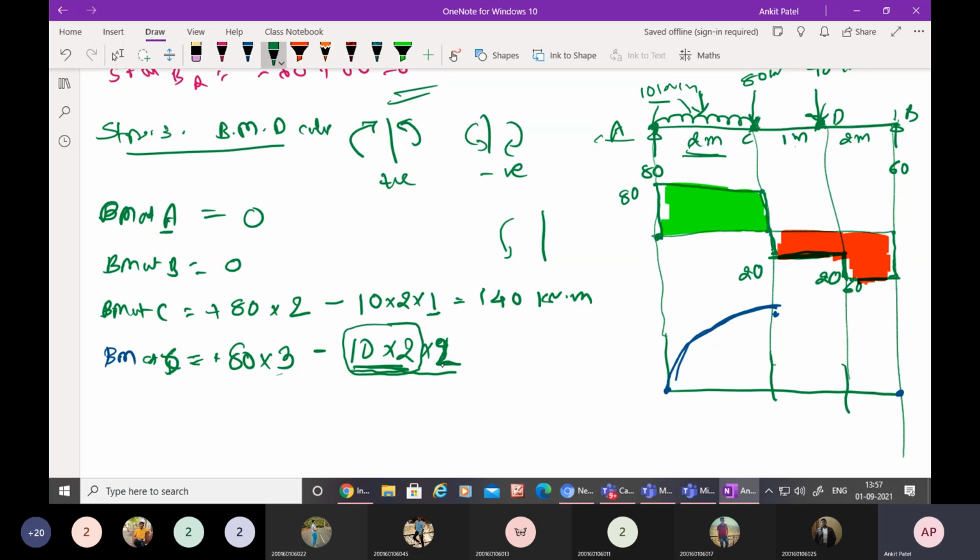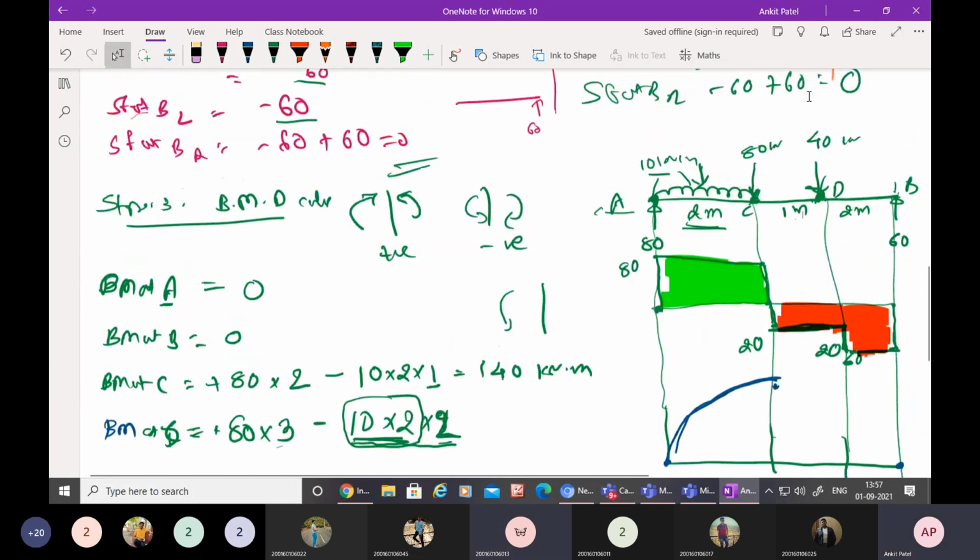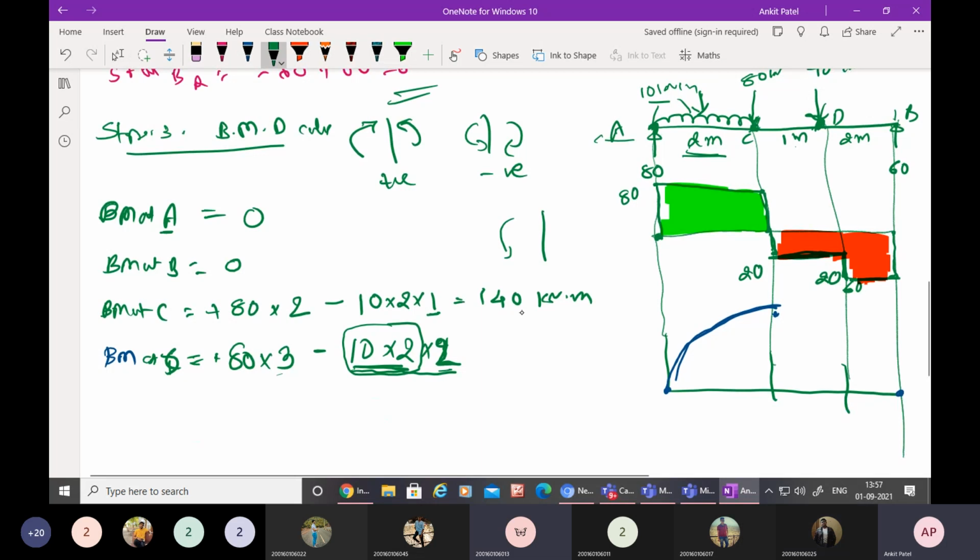So this answer is 2. Now are you getting my point? 10 into 2. Yes, sir. This into 2 is there. Clear? Yes, sir. Okay. Then anything additional? Yes. Can you see? You are over here now. Can you see anything else? Yes, sir. What can you see?